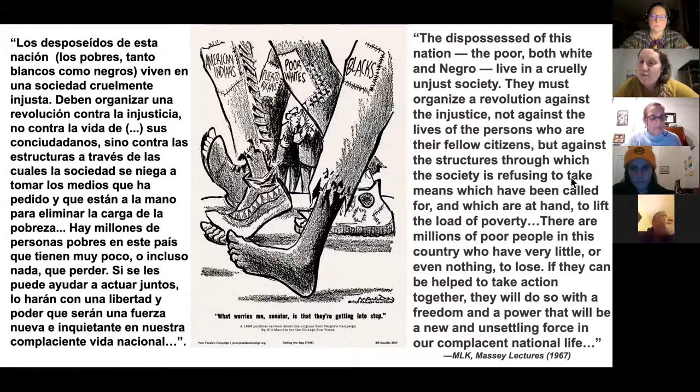There are millions of poor people in this country who have little, very little, or even nothing to lose. If they can be helped to take action together, I'm going to say that again, if they can be helped to take action together, they will do so with a freedom and power that will be a new and unsettling force in our complacent national life." And so that's what this panel is really about, the ways that we are helping our people take action together so that we can be that new and unsettling force today in 2022.